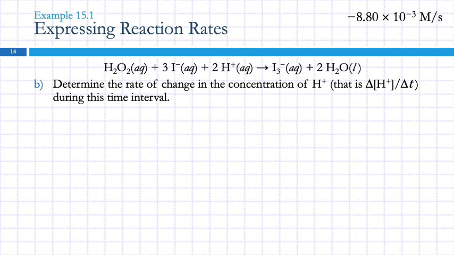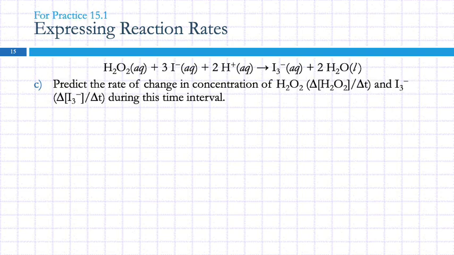Oh, good, I got the answer right again. So now it's asking us to predict the rate of change for H2O2 and for I3 minus during this time interval. Well, the rate, and we know that's 0.0044 because that was what we calculated in part A. That rate, we can make the equation for this other reactant and for the products.